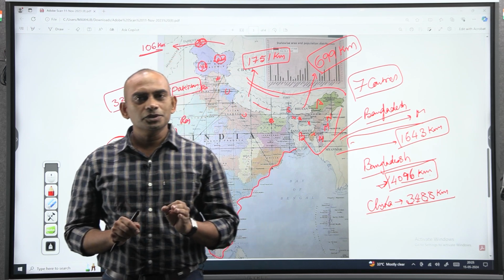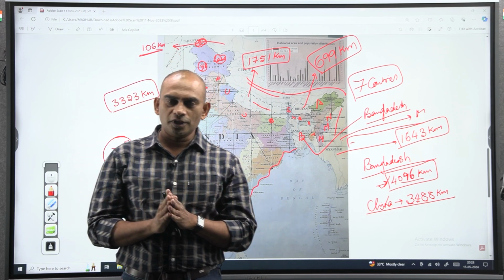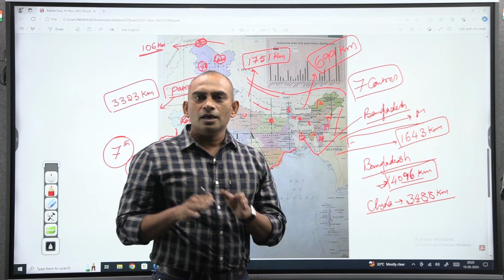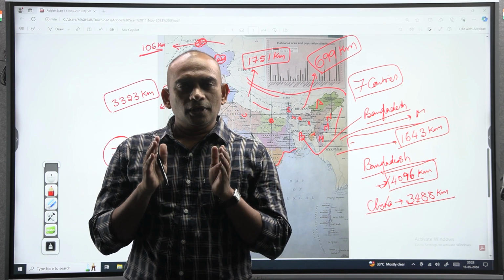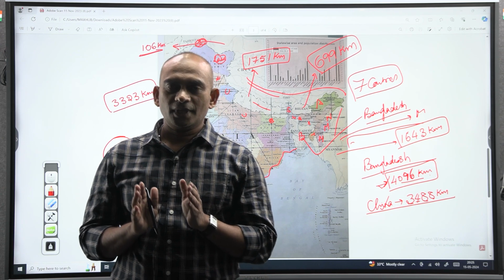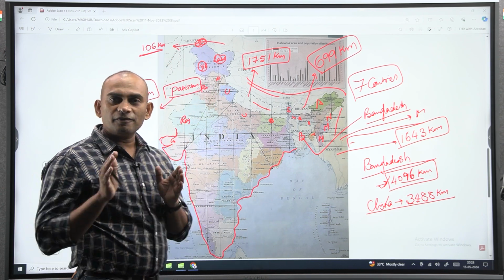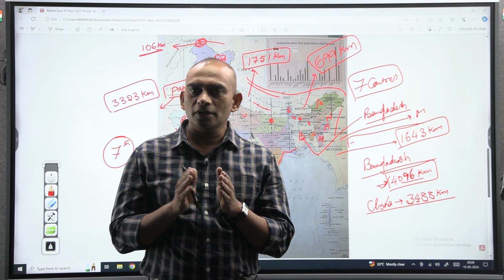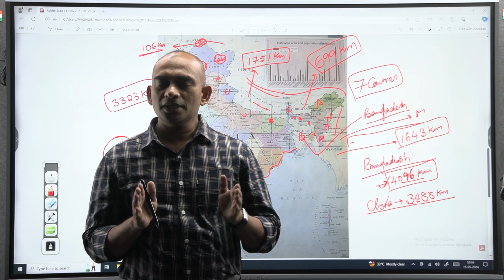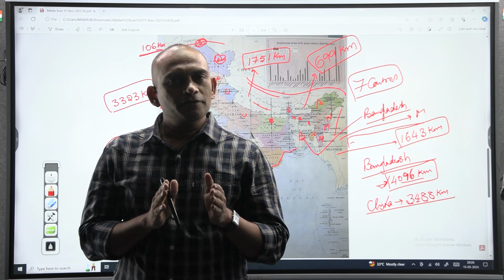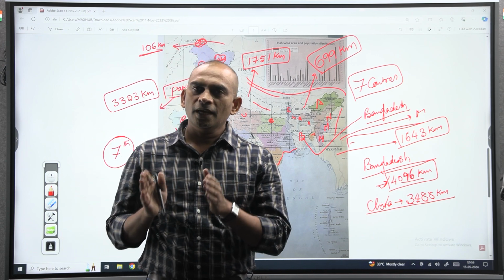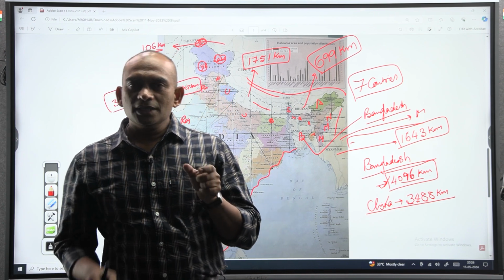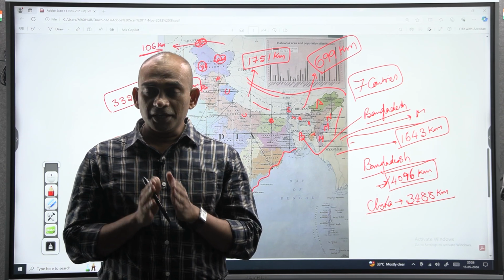Now we are going to take up each and every border. First of all, we'll take Bangladesh. Erstwhile, this was known as East Pakistan. At the time of independence, British India got divided into two countries, India and Pakistan, that means West Pakistan as well as East Pakistan.